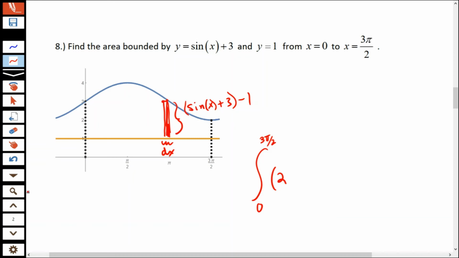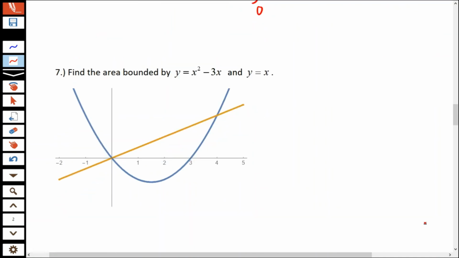sine of x plus, just say plus 2 at this point, dx. Go ahead and calculate that up. You will need a calculator for this one, plugging in some of these values after you integrate. I ended up getting 9.618, and it goes on.